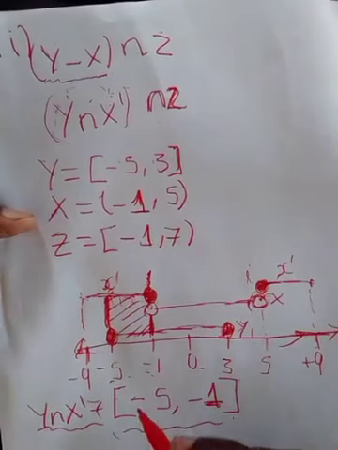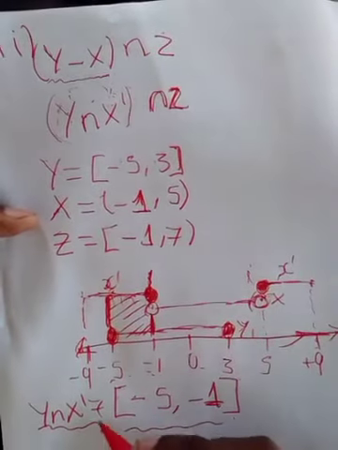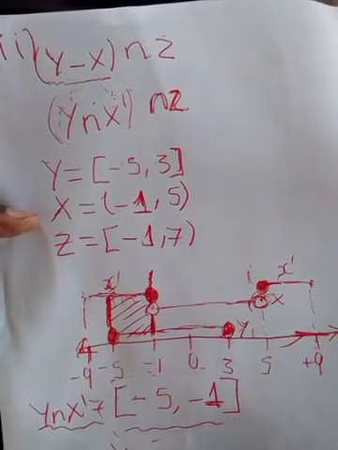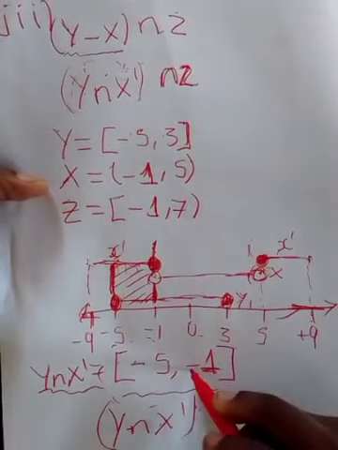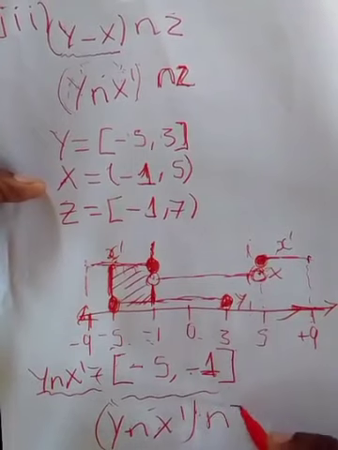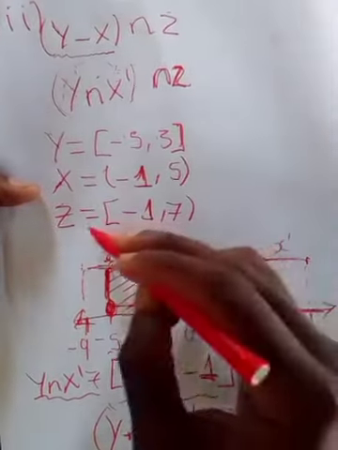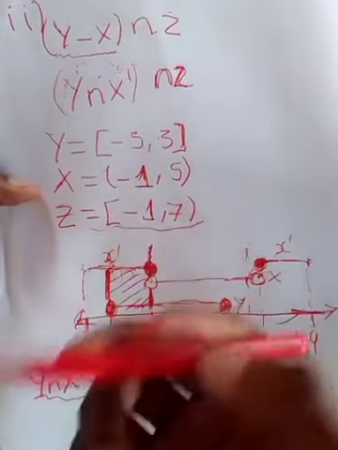So now you're going to find y intersection x complement. Y intersection x complement, this we've just found, being intersected with z. You already have the digits. You have the intervals. Now let's combine these two.